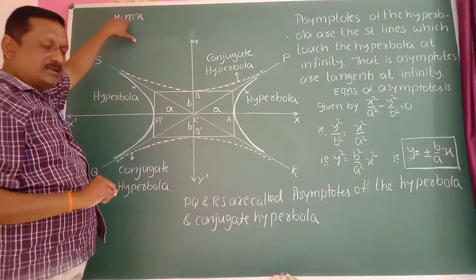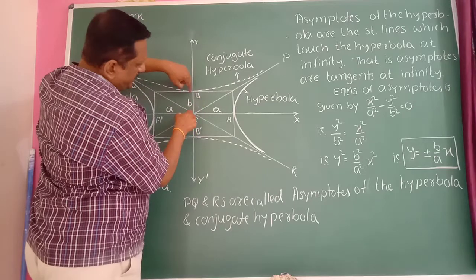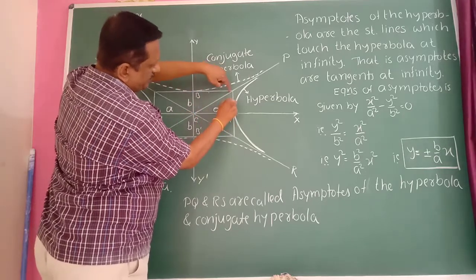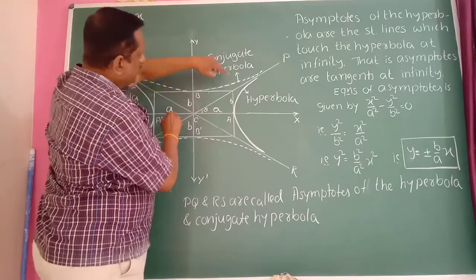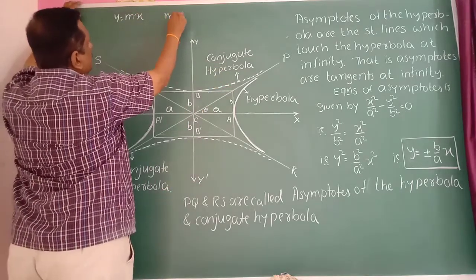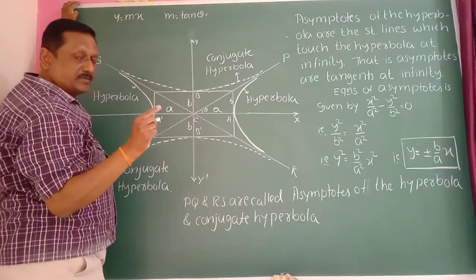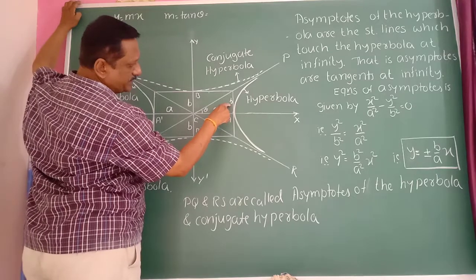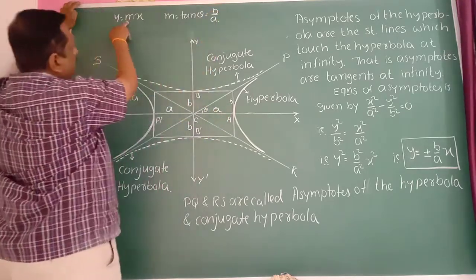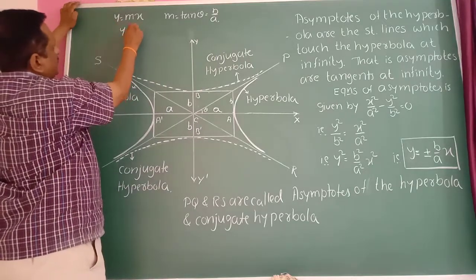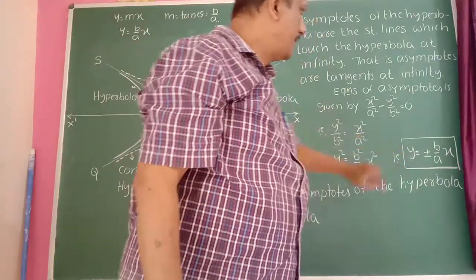Here m denotes what? Slope. Therefore, just observe here. This is b unit, this is also b, and this is a, and this angle, consider this one as theta. And you know m is equal to tan of theta. And tan means opposite divided by adjacent side. The opposite side is b, the adjacent side is a. So b divided by a. So replacing here, we get y is equal to b upon a into x.